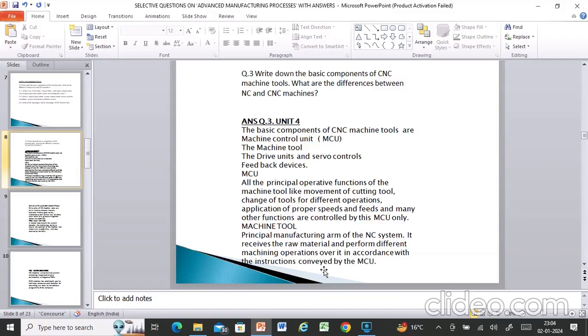The second unit is the machine tool. What is a machine tool? It is actually the principal manufacturing arm of the CNC system. It receives the raw materials and performs different machining operations over it in accordance with the instructions conveyed by the MCU. So the MCU is giving the instructions, and the machine tool will receive the raw material and perform the different operations as per the instructions given by the MCU over the job.